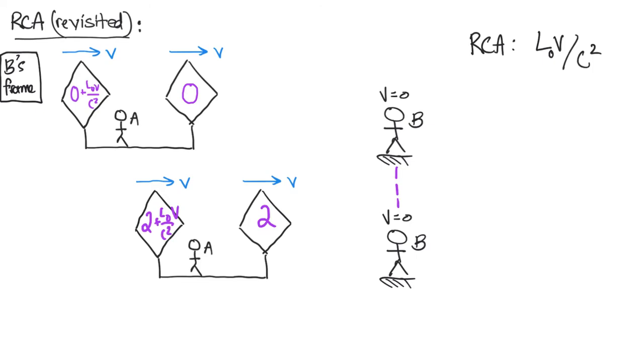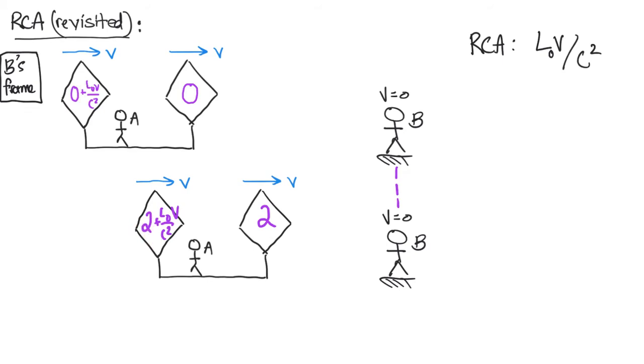In order for that to happen, though, notice that there's the same number of ticks between the front clock in the two pictures. In the first picture, it reads 0. In the second, it reads 2. That's 2 ticks. The back clock has the same situation. In the first picture, it reads 0 plus L naught V over C squared. In the second, it reads 2 plus L naught V over C squared.